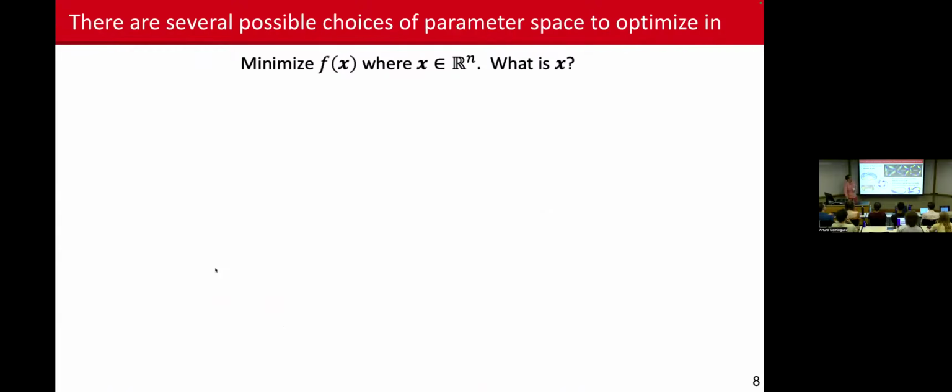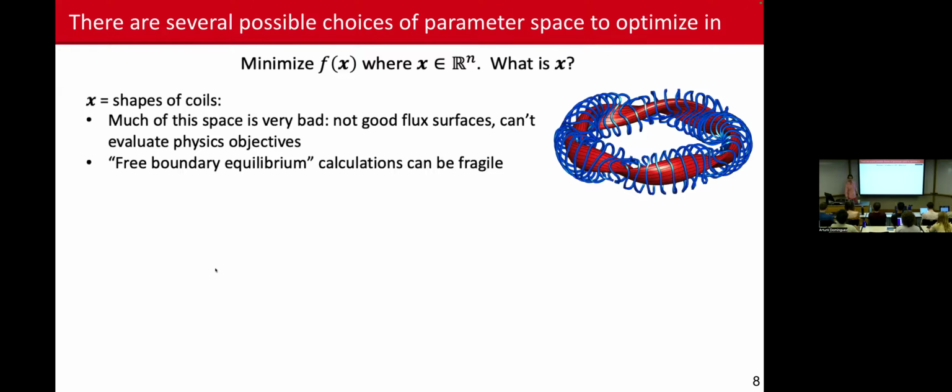Okay. All right, so we have some idea of what optimization is. We have some reasons why we might want to do this for stellarators. And given minimize f of x, we need to tell you what f is and what x is. So first, what is x? What are the variables that we're actually trying to change in order to minimize some objective?